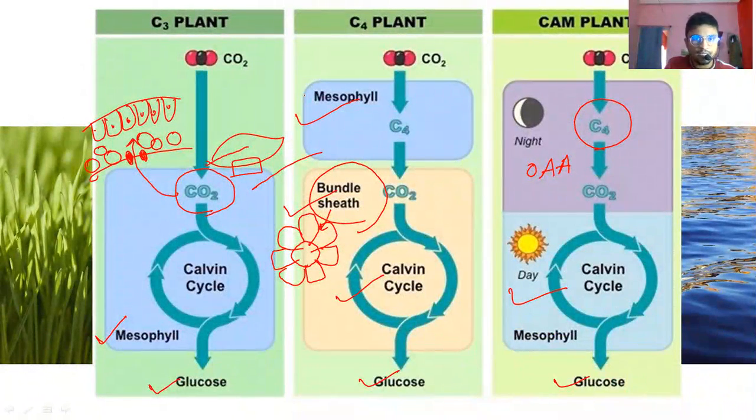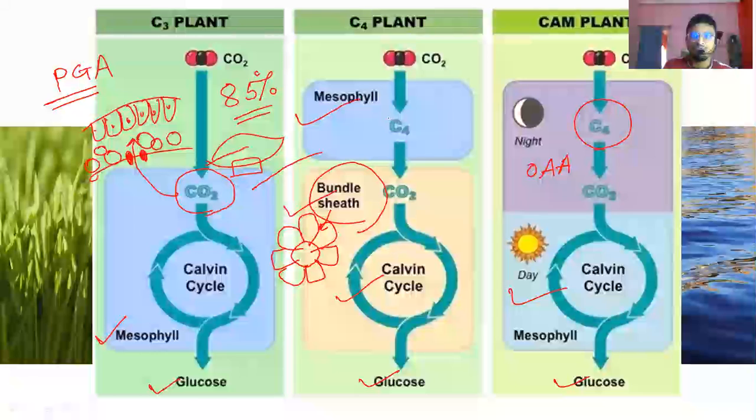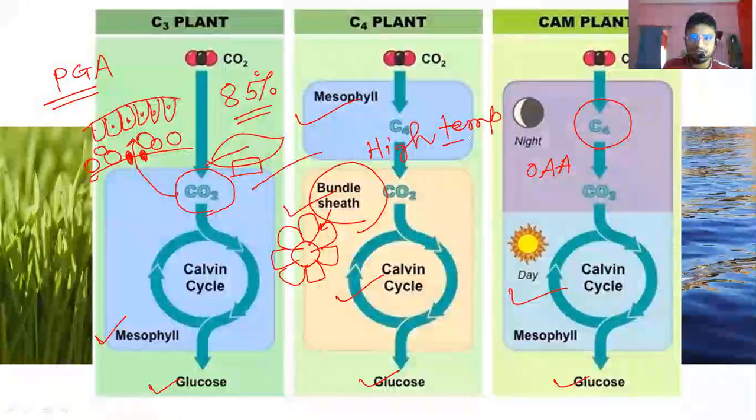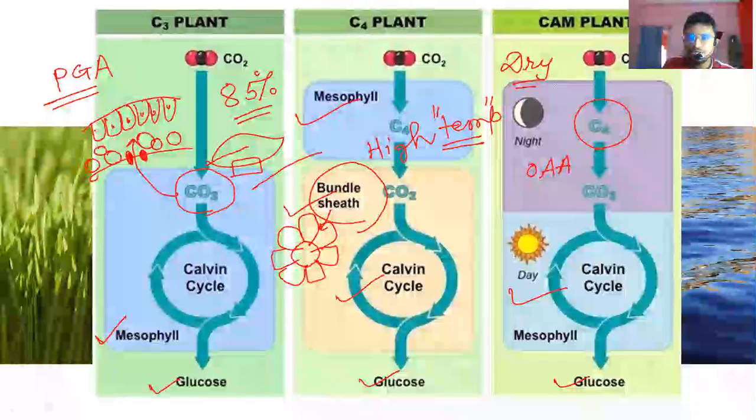Now the question is why these three types of adaptations are present in plants. Basically, about 85% of plants are C3 plants. In normal conditions, all conduct this C3 cycle where the first stable product is PGA, phosphoglyceric acid. But there are two extreme conditions. One is high temperature. Some plants have to survive in a high temperature region. For that purpose, the specific adaptation is taken by C4 plants. But in the case of CAM plants, if the place is very dry, they will try to conserve water.